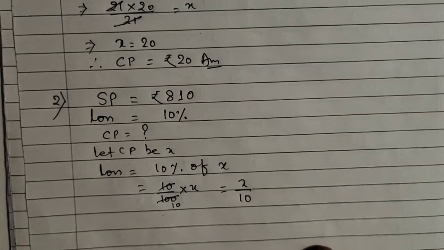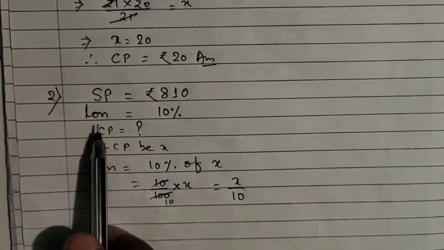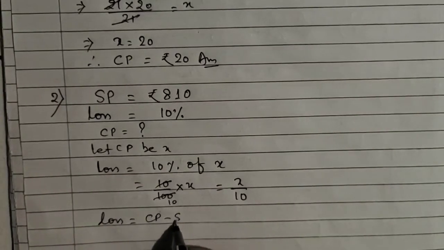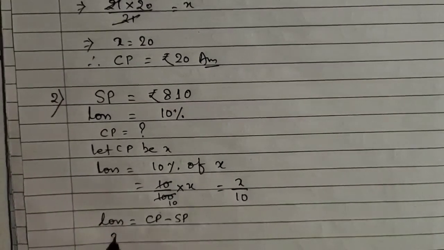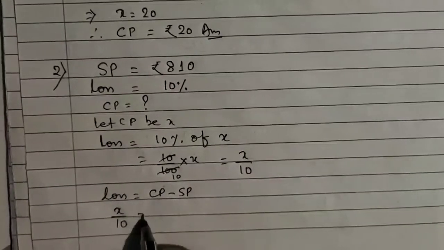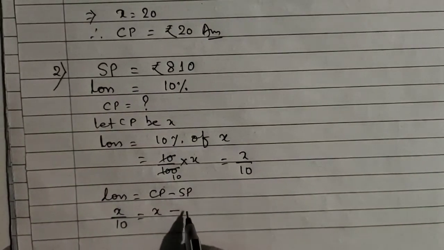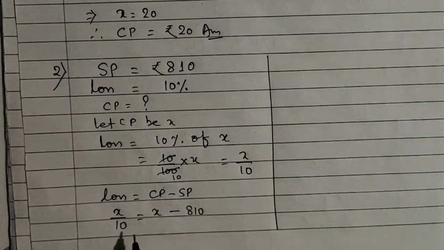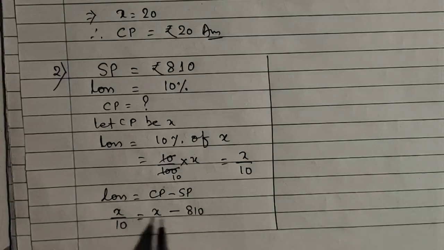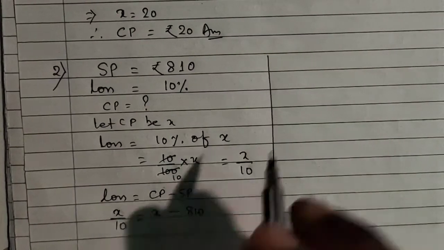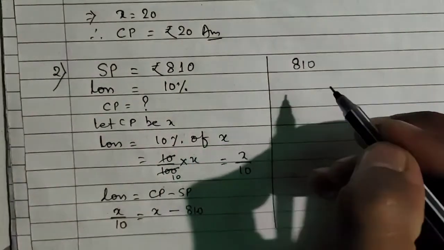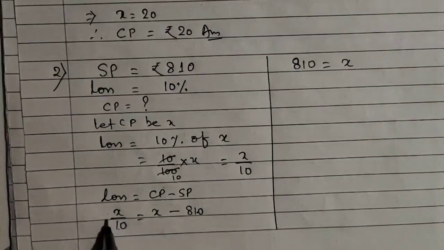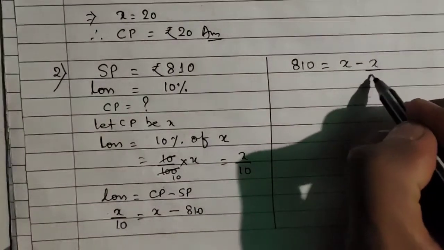X by 10 is the loss, and for the case of loss the formula is different from the case of profit. As we know, loss is equal to CP minus SP. Here the value of loss is x by 10. The value of CP we have assumed is x minus SP, that is 810. Now we have to calculate the value of x. For calculating the value of x, both the x parts should be on the same side. This 810 will come to this side, here it is minus, when it comes to RHS it will become plus, is equal to x. Now this x by 10, it is in LHS, when it goes to RHS it will become minus x by 10.